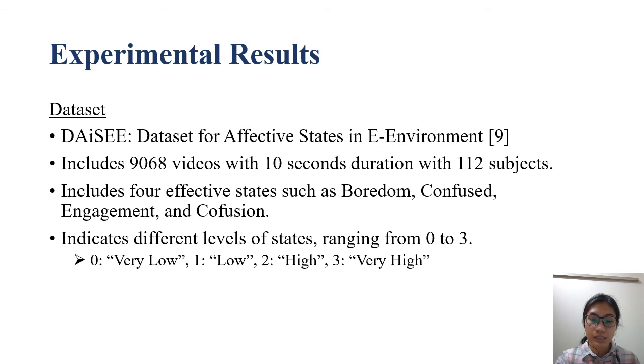We utilize the DAiSEE dataset for affective states in the e-learning environment, and this is a video dataset including 112 different participants who are watching lecture videos, and their faces are captured with a front camera. And each video has 4 affective states that are boredom, confusion, engagement, and frustration. And each affective state has 4 levels starting from 0 to 3. 0 means very low level, 1 means low level, 2 is high, and 3 is very high level.